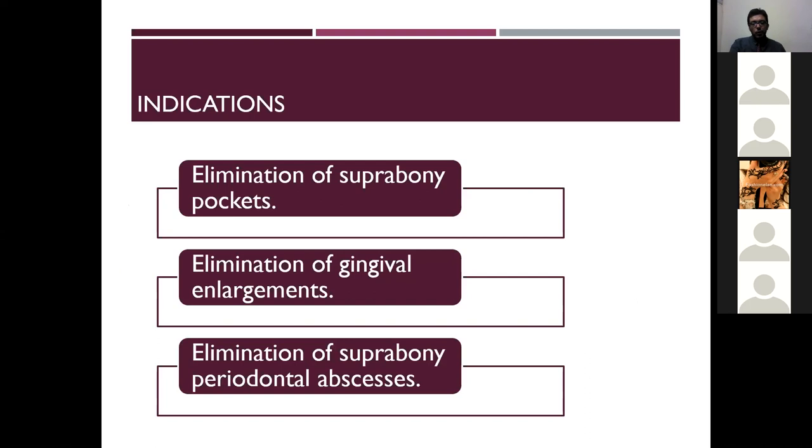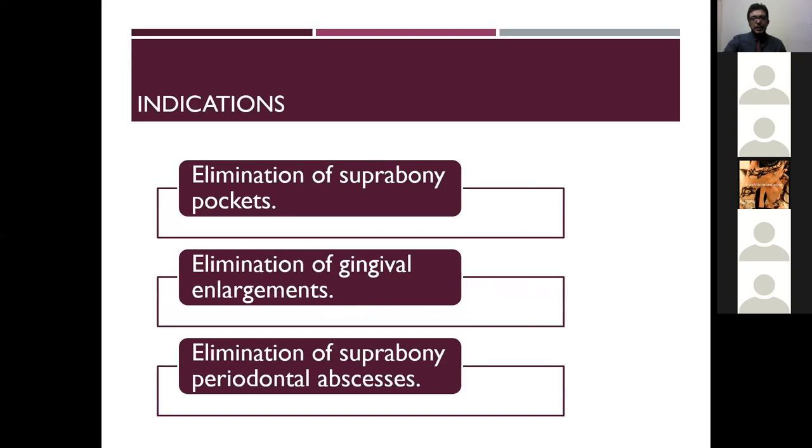Now, we move on to the most important, the indications of gingivectomy. Gingivectomy is indicated basically in three clinical conditions. The first clinical condition is the elimination of supra bony pockets. I guess everyone is familiar with supra bony pockets. Supra bony pockets are pockets where the base of the pocket is above the level of the alveolar bone.